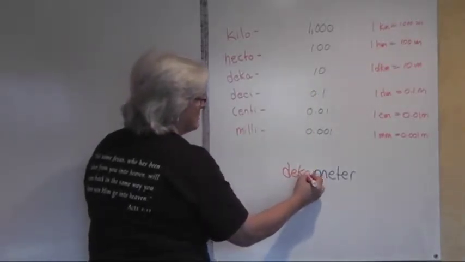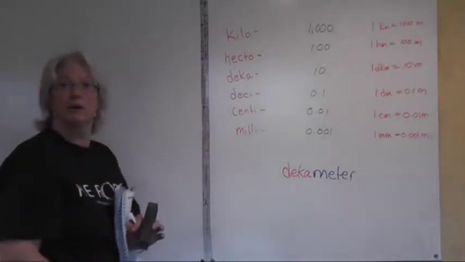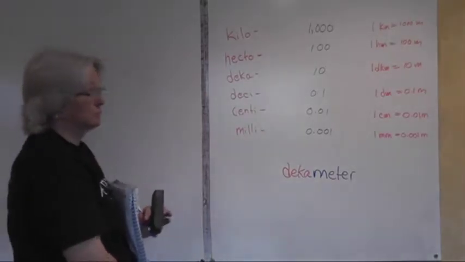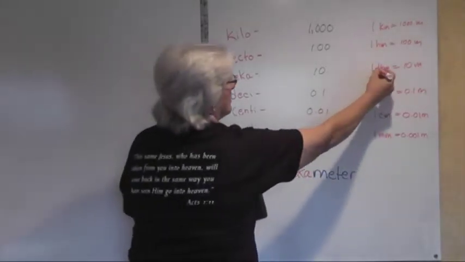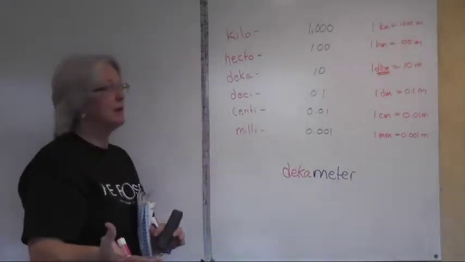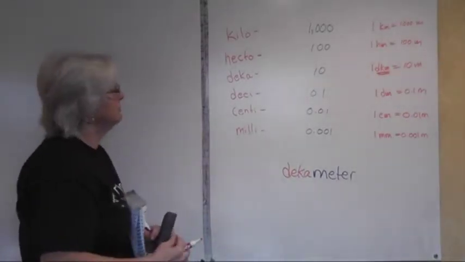Use that as a prefix in front of meter, and you have a decameter. 10 meters, you would think. Sure enough, 1 decameter, and I want you to notice how that's abbreviated. DKM, 1 decameter, is 10 meters.